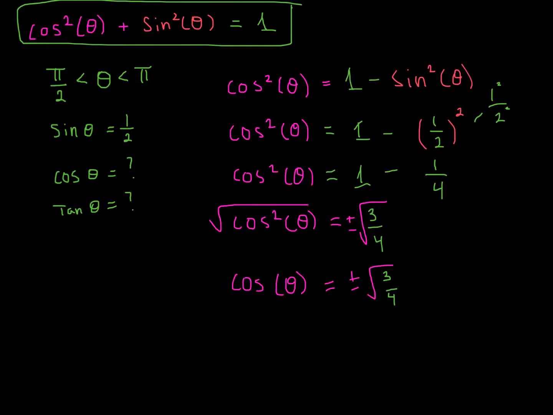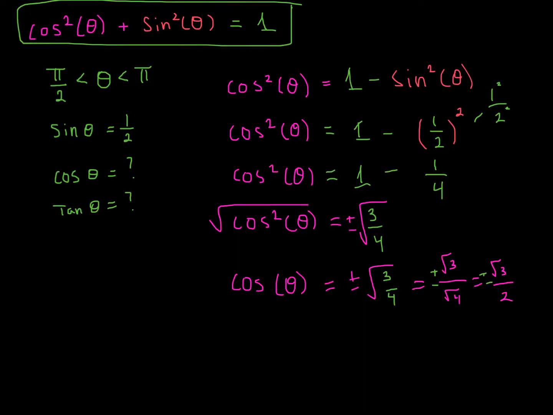So on the right side here, what's the square root of 3/4? That is the square root of 3 over the square root of 4, which is 2. And it could be either positive or negative square root of 3 over 2. Well, which one could it be?